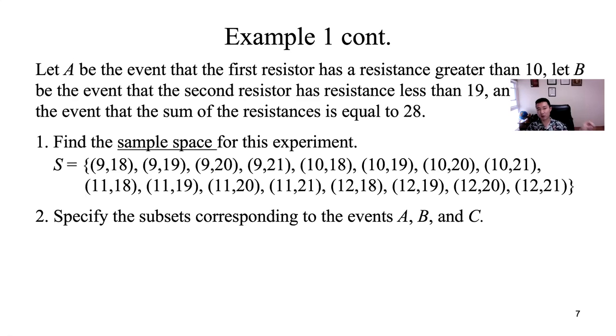Okay, so for that experiment, we have two steps. In the first step, we pick one from the first box. We have four possible outcomes: 9, 10, 11, and 12. And in the second step, we also have four possible outcomes: 18, 19, 20, and 21. Next class I will show you how we can count how many possible outcomes there are for a certain experiment. We can use 4 times 4 in this case, so we have 16 possible outcomes in total. So let's say we have the sample space already.